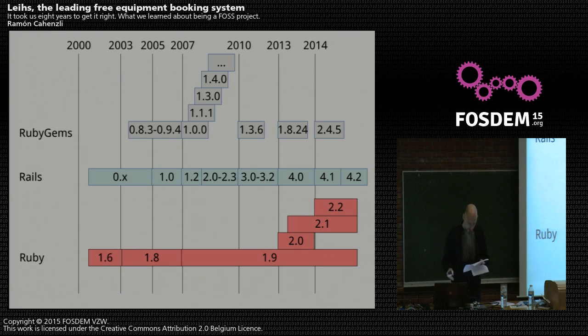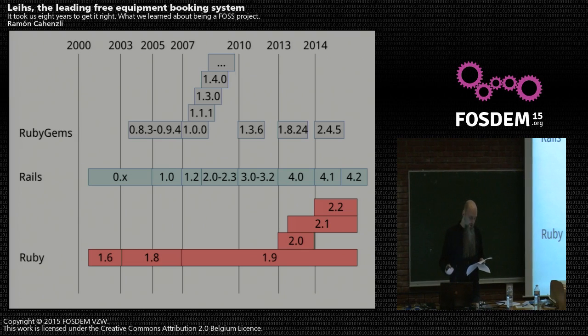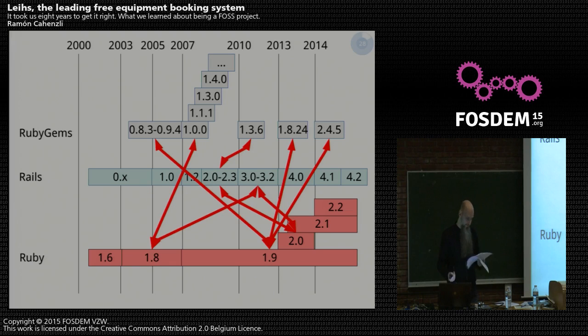We had one situation where, if you use a Rails that's too new on a Ruby that's too old, then Ruby gems won't work anymore. At one point, we had to tell people to downgrade all their Rubies to 1.9 and then upgrade all their Ruby gems to 1.3, but very carefully not upgrade beyond that, because 1.4 would break everything again. But only on Ruby 1.9 and not on Ruby 2.0. So that was a mess.